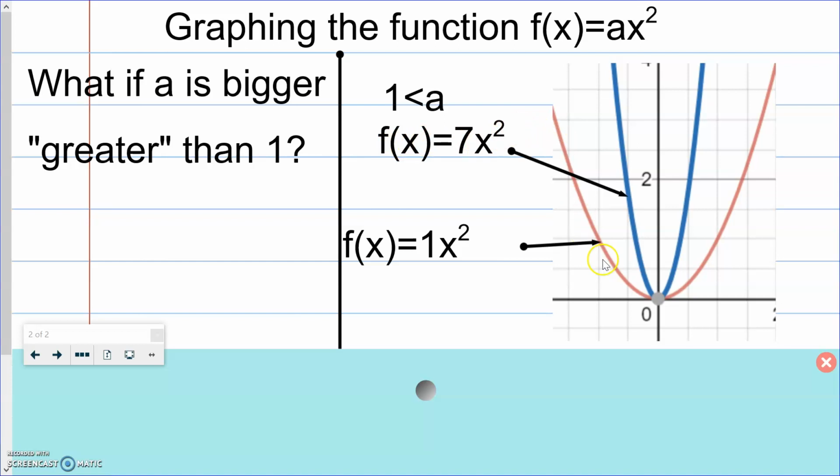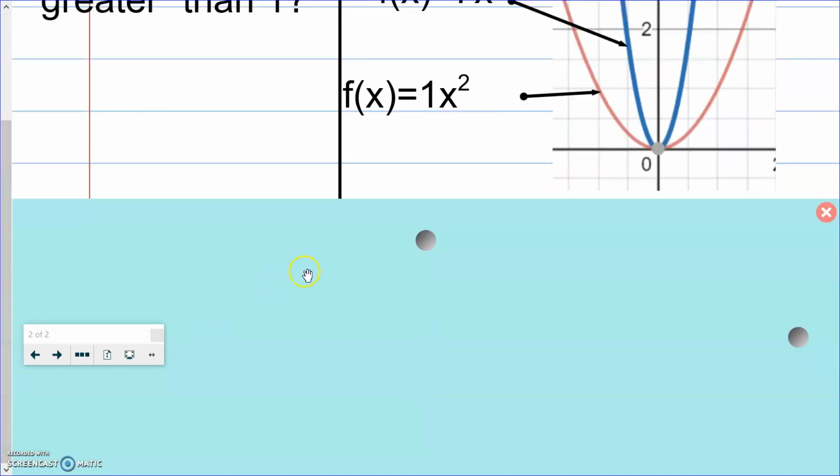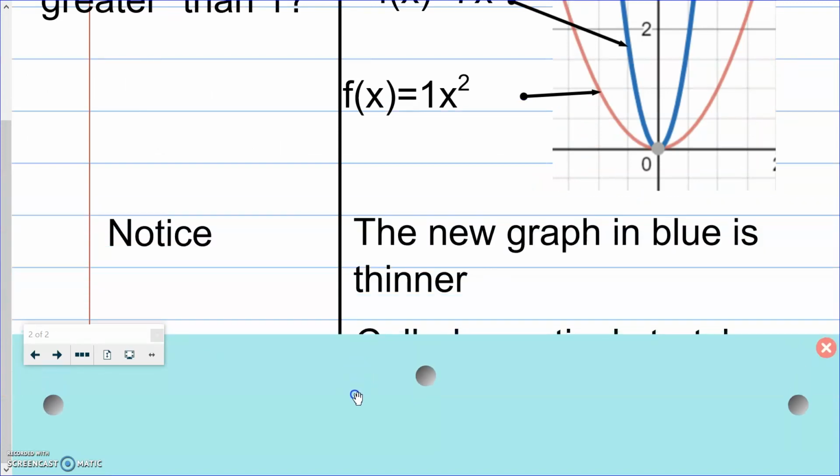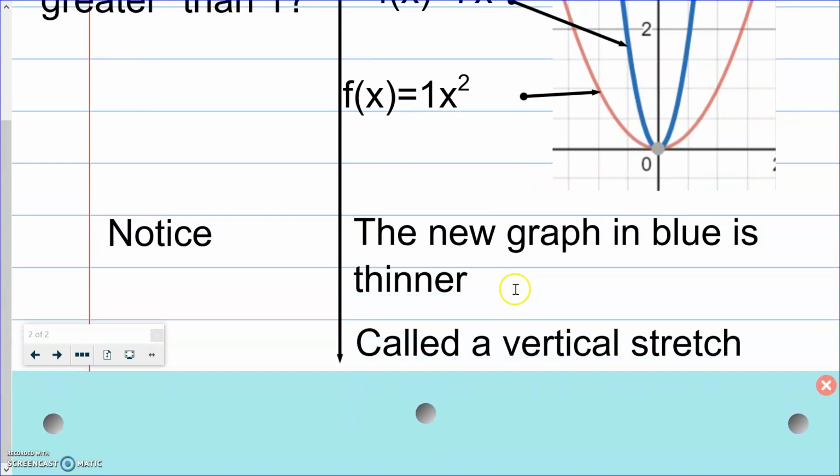Once again, our parent graph is in red, which is x squared. This time, we got thinner. So when we plugged in a value greater than 1, our graph gets thinner. And this is called a vertical stretch. The new graph in blue is thinner, and it's called a vertical stretch.